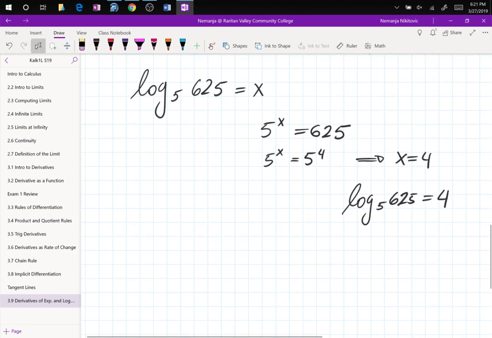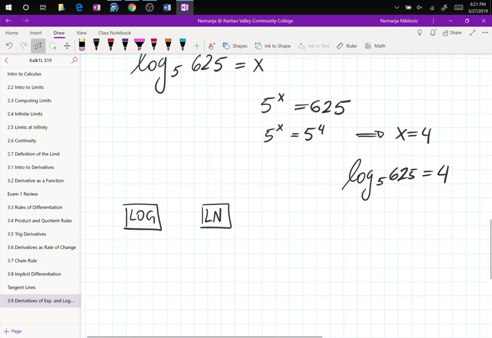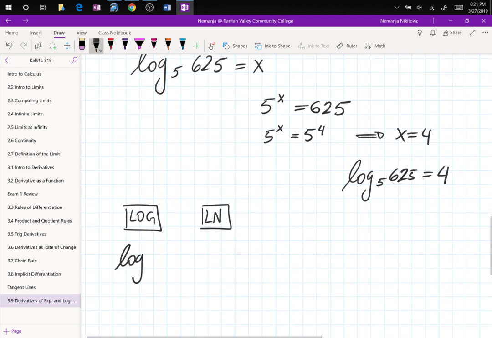So your calculator is going to have a LOG button and an LN button. Now you also know that there is log and ln. So what is the difference? This is the segment log versus ln.